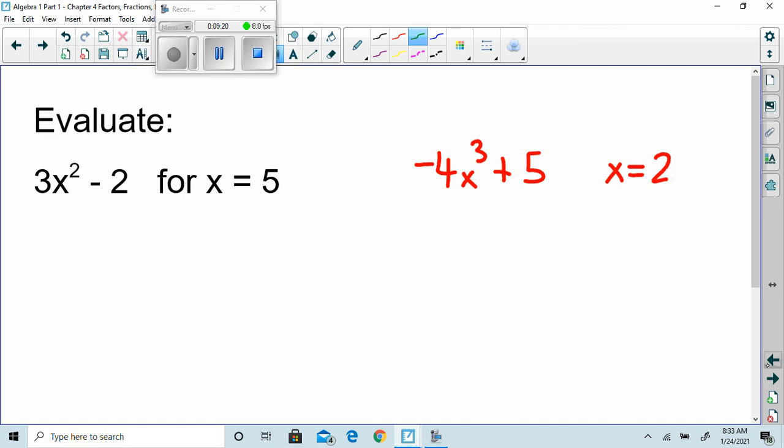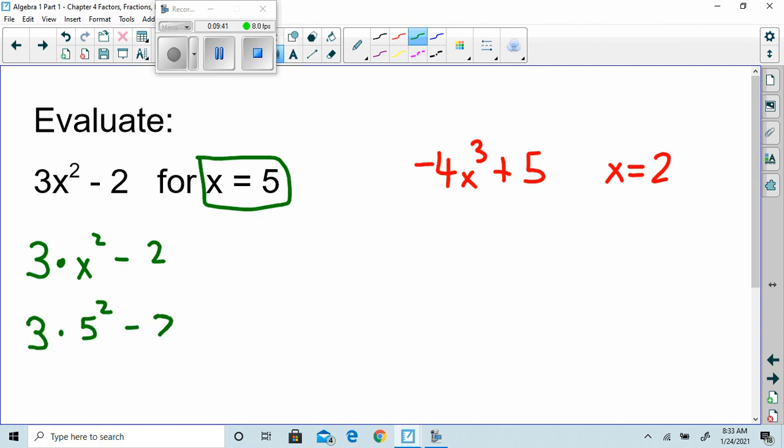Last thing I want to look at, just very briefly, and we'll go into this a little more practice next class, is evaluating. In this problem, I'm going to substitute in the value of x with 5. Now remember, this is 3 times x squared minus 2. So I'm going to get 3 times 5 squared minus 2. And I'll simplify that power. I'll multiply. And lastly, I'll subtract.